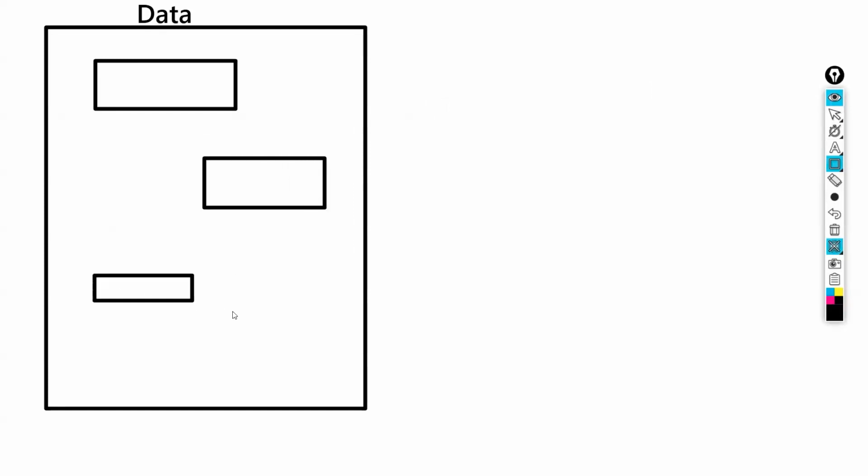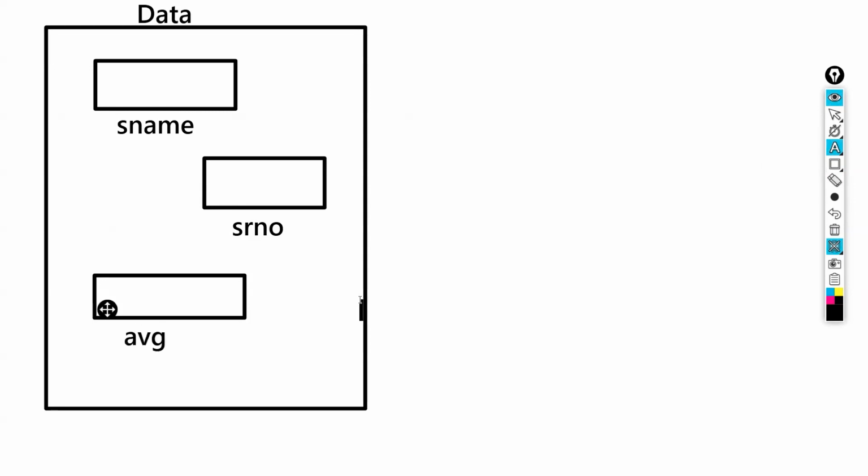Now I want to store some data into this memory. I want to store a student name. Let me create containers: container 1, container 2, container 3. I want to store the student name as S name, the student roll number as roll number, and the average marks of that student as AVG.